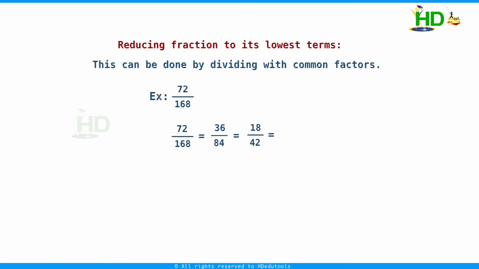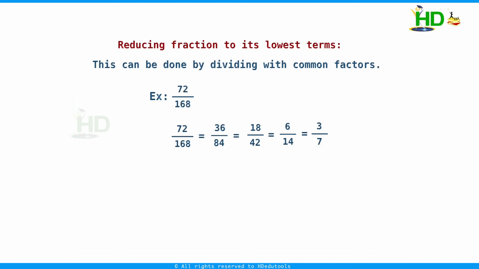Again, here 3 is a factor for both the numerator and denominator. Now we can write this as 3 into 6 divided by 3 into 14. Now we can cancel 3. Therefore, the fraction becomes 6 by 14. Now again, 2 is a factor for both the numerator and denominator. Now we can cancel 2. That is 2 3s are 6 and 2 7s are 14. Therefore, the fraction becomes 3 by 7. Now if we see this fraction 3 by 7, here the numerator and denominator do not have any common factor. Therefore, this is the lowest terms of the given fraction. That is, this 72 by 168 can be written as 3 by 7.